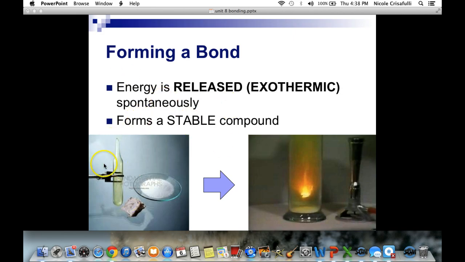So down here we have an example. We have chlorine gas right here and sodium metal right here. When these two come together, they make sodium chloride or table salt, and that releases an extreme amount of energy in the form of heat and fire.